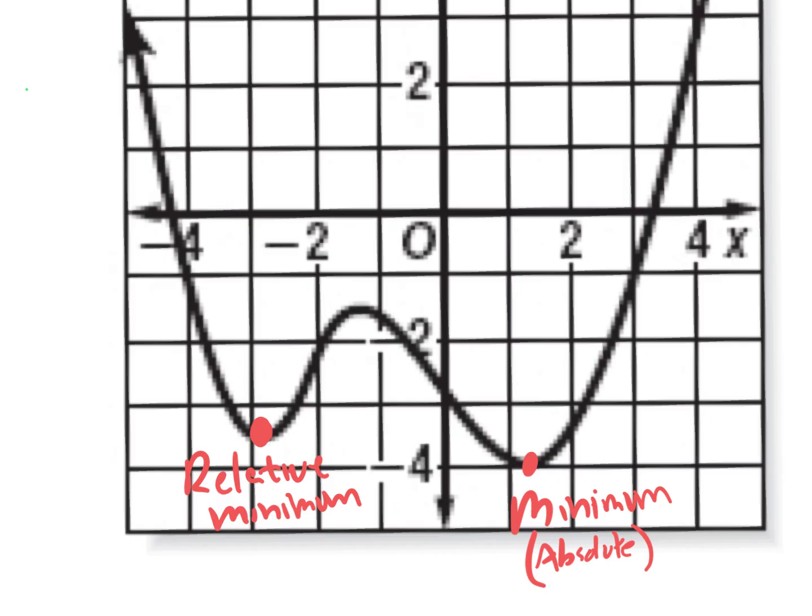Okay, and then what is this point right here? What do we call this? This is the relative maximum. So go ahead and write that down. Now, why is that not the absolute maximum?